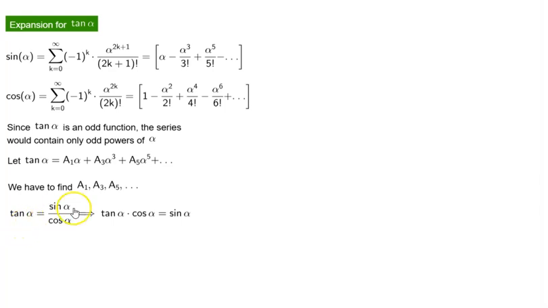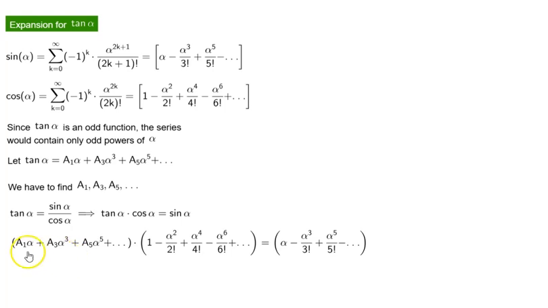Now, we know tan alpha is equal to sine alpha by cos alpha, which implies tan alpha times cos alpha is equal to sine alpha. So, in this, let us substitute these expansions. We get a sub 1 alpha plus a sub 3 alpha cube plus a sub 5 alpha to the power of 5 plus and so on times 1 minus alpha square by 2 factorial plus alpha to the power of 4 by 4 factorial and so on is equal to the series expansion for sine.